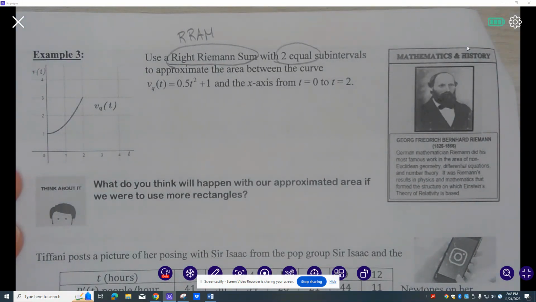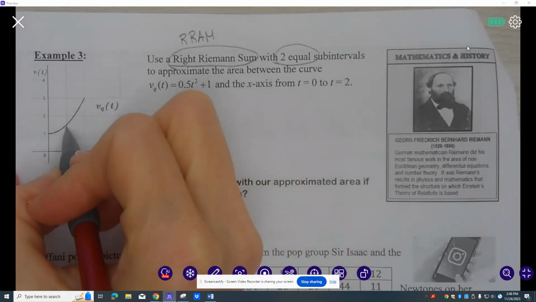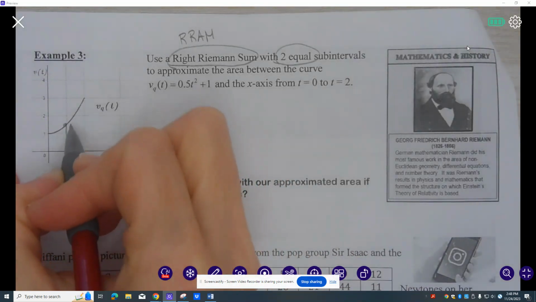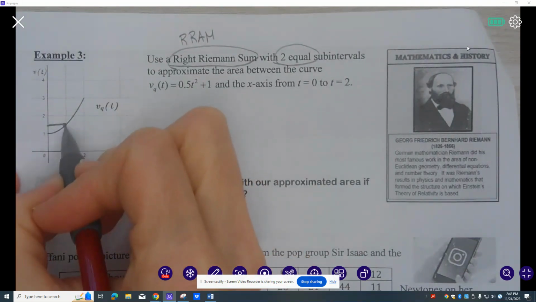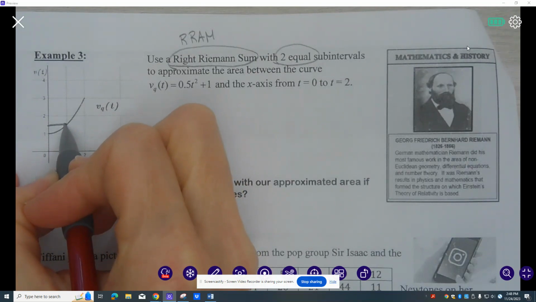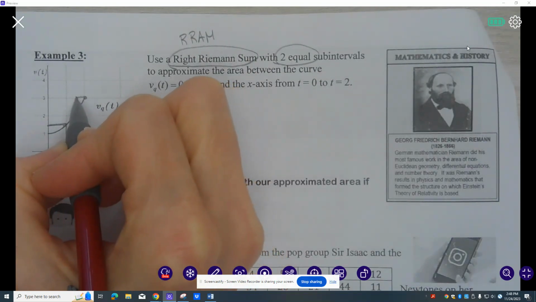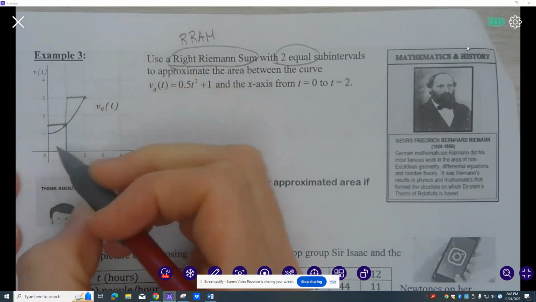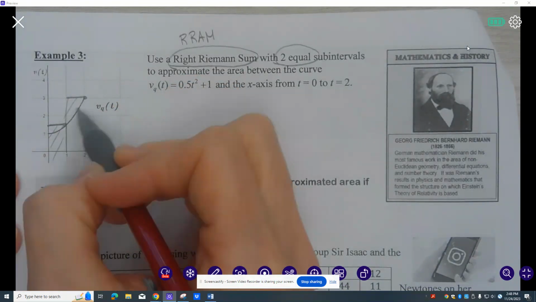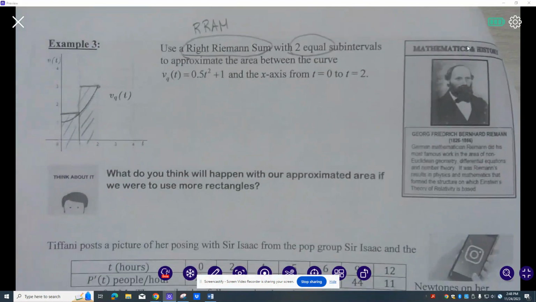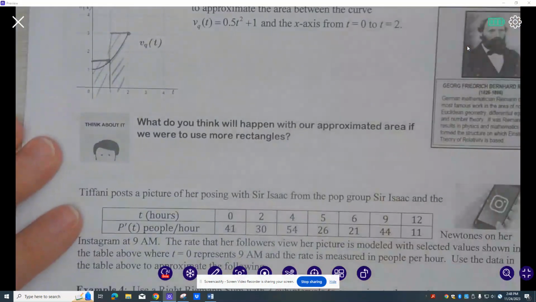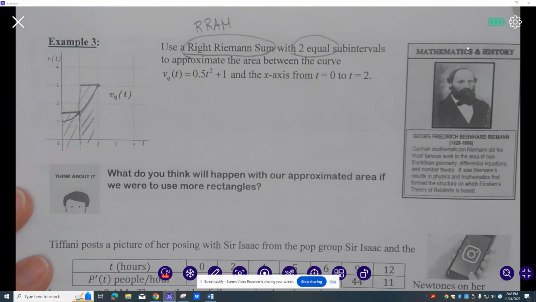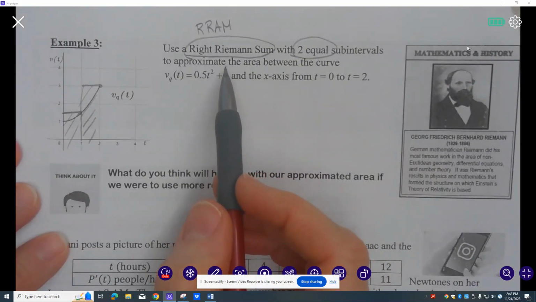So same idea as example 2, except this time I'm taking my height from the right side. So my first rectangle will be there. Here's my rectangle. The right side of my rectangle is at 1. The right side of my rectangle here is at 2. So you can see this is going to be an overestimate. This one that we had back here, as a matter of fact, both of these were an underestimate. For this function, the right endpoint, or the RAM, is going to be an overestimate.